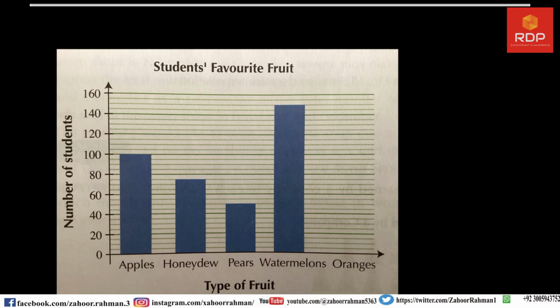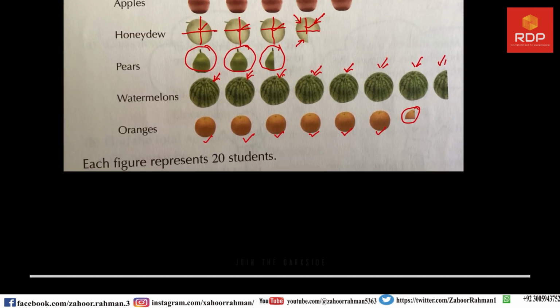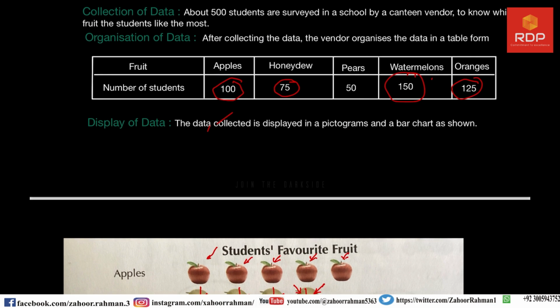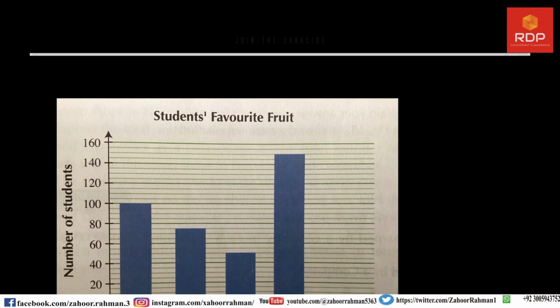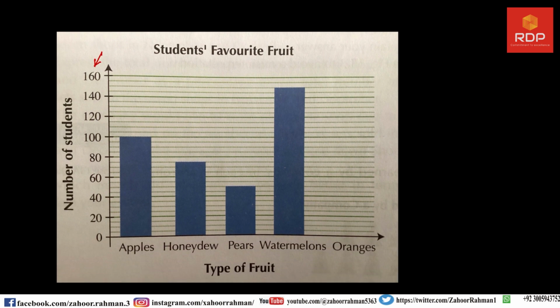On the x-axis, fruits are given, the types of fruit, and on the y-axis you can see that the number of students is given. Because 150 in this table is the highest value, we are going up to 160. That totally depends on you, whether you take 10 for one larger square. Here it is taken as 20, so this is 40 and we are reaching 160.